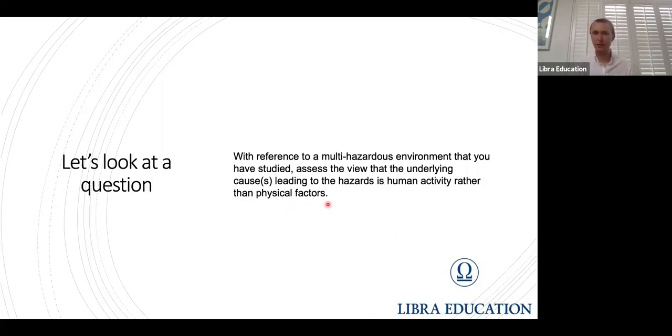Now, if you've not studied that before, it could be strange to think how can something like an earthquake or a volcano eruption ever be related to human activity. But we're going to explore that together.